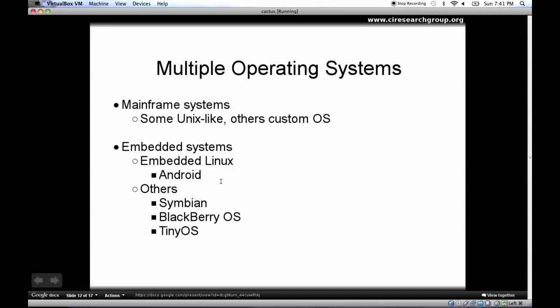Now, there are some mainframe systems out there also, some of which are Unix-like. Some use custom operating systems. There are a variety of players in the embedded systems market. However, that's presently dominated by Android, with Apple's iOS, which is based on macOS 10, a close second. Others, Symbian, BlackBerry OS, TinyOS, are confined to smaller markets.